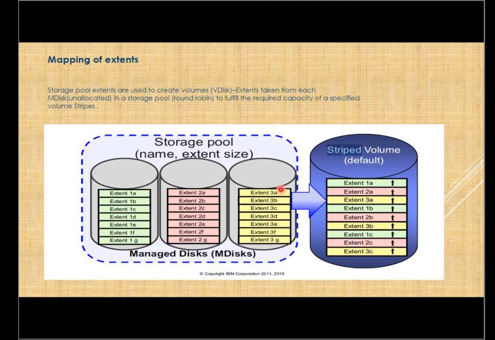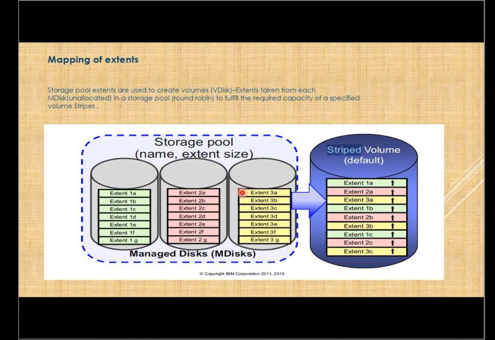So now let's talk about mapping of extents. Whenever you create a storage pool by combining multiple MDisks, we have to define the extent size. There is a reason behind it. Suppose you have created a storage pool with a specific extent size, then whatever volume we create from that pool will take individual extents from individual MDisks, as you can see in the picture.